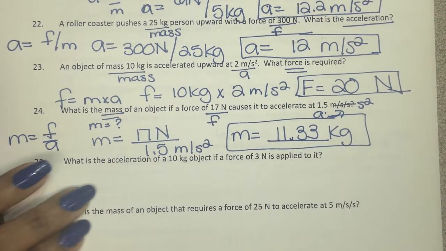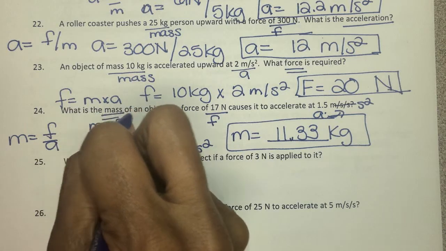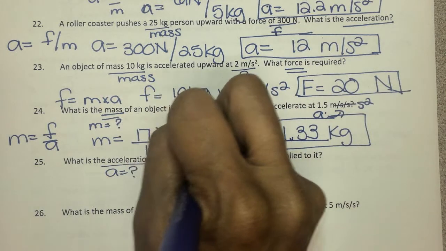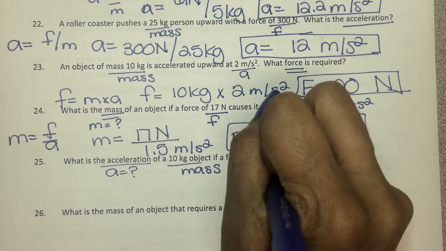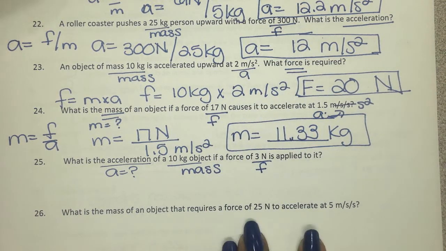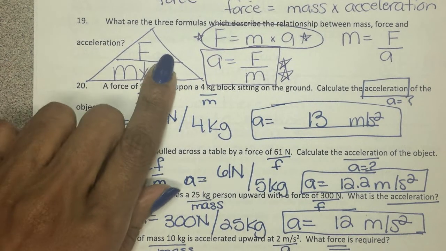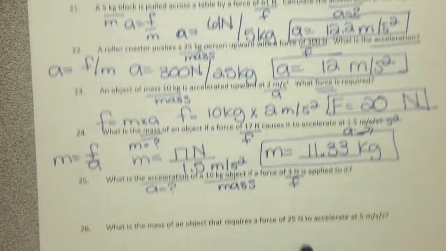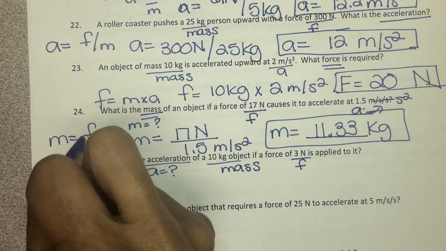All right, question number 25. What is the acceleration? So you're asking you to find acceleration of a 10 kilogram object, so that's your mass, if a force of 3 newtons is applied to it. All right, so I come up to my formula. They're asking me to find acceleration. So I'm going to cover up the A. Force divided by mass is acceleration. So my acceleration is force divided by mass.